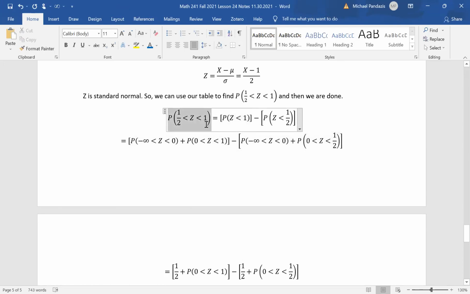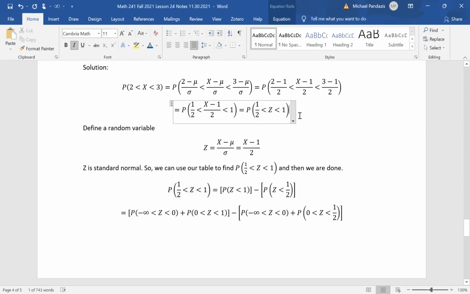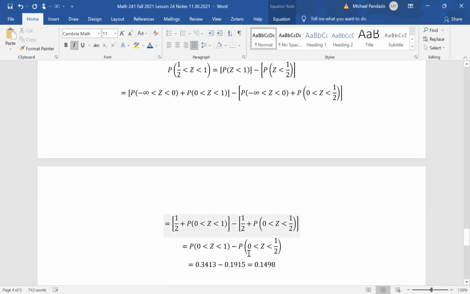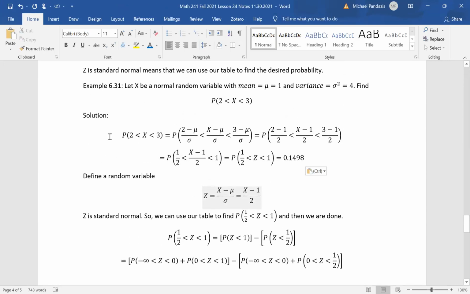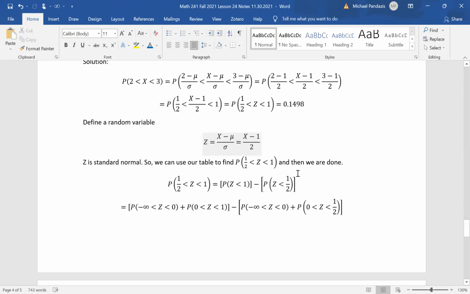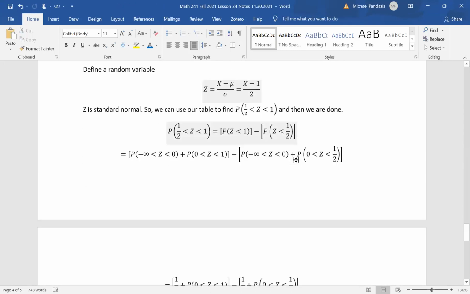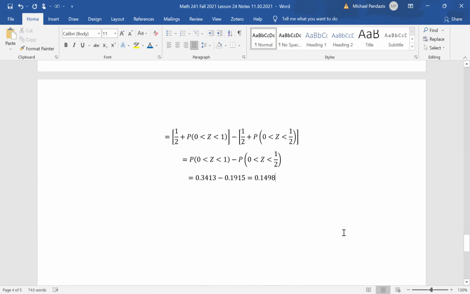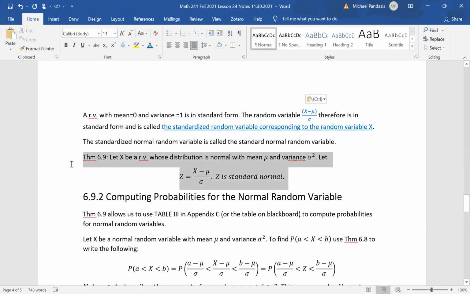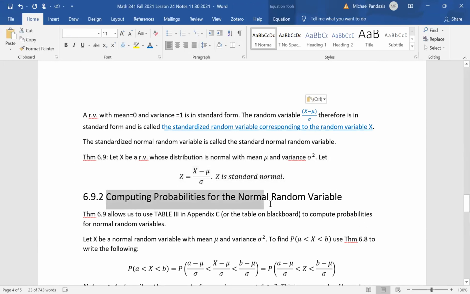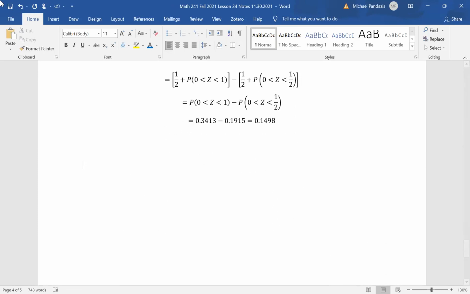This probability is right here. And so we got that this is equal to 0.149. So the original probability is equal to 0.149. All right, and so that's that example. So that shows how to use the table and this theorem to find probabilities for the normal random variable.